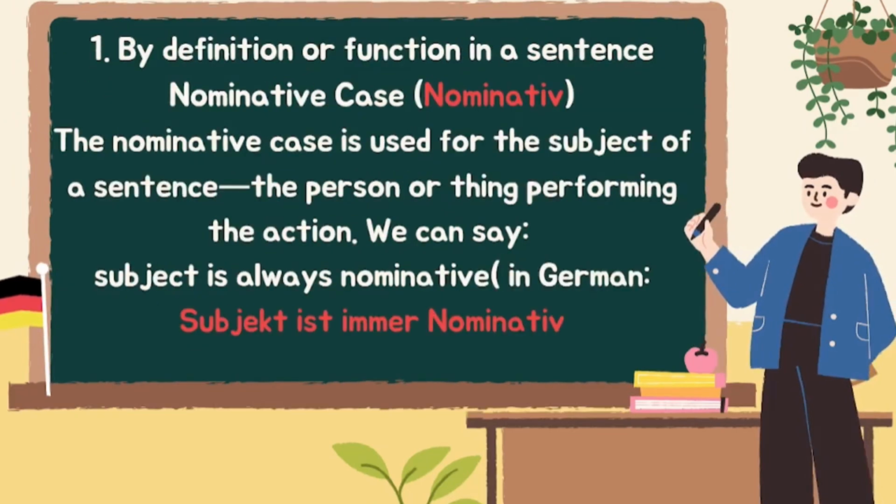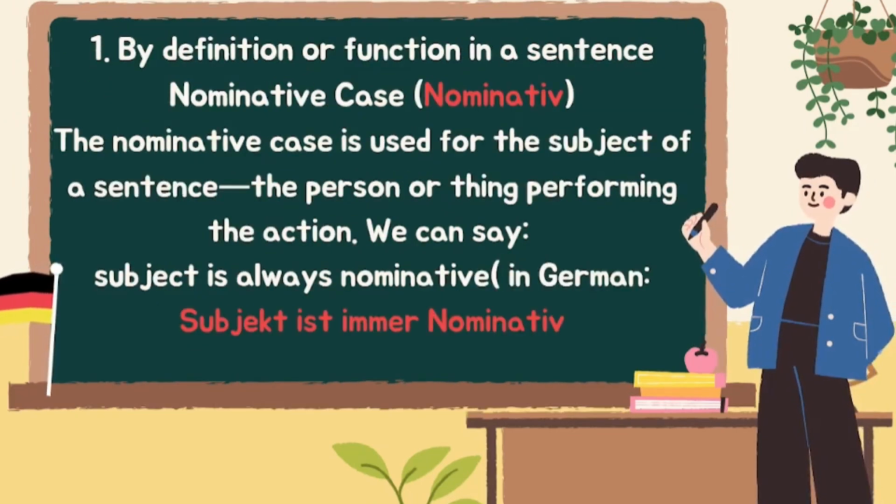The difference between nominative, accusative and dative can be made clear by giving their definition first, or their function in a sentence. This is point number one. They can be differentiated by their definition or their function in a sentence. Always remember that the nominative case is used for the subject of the sentence. The subject of the sentence can be the person or a thing which is performing an action. So we can say subject is always nominative, or in German, Subjekt ist immer Nominativ.